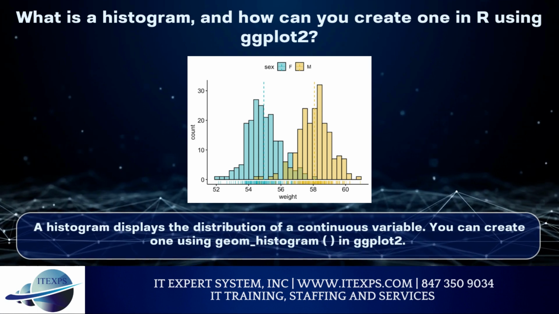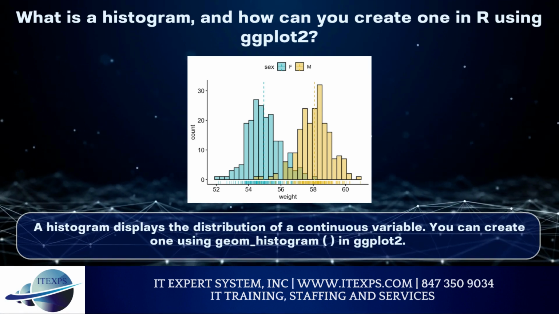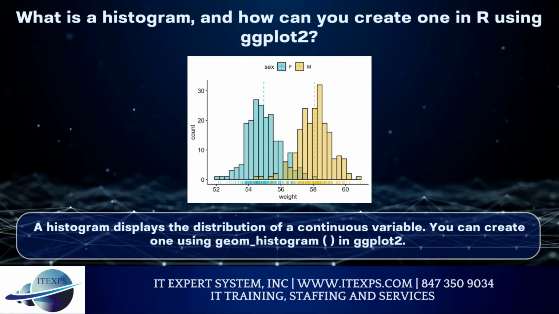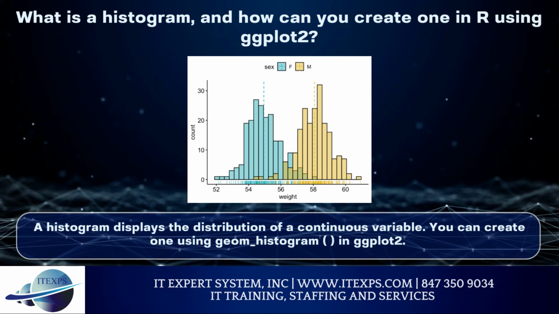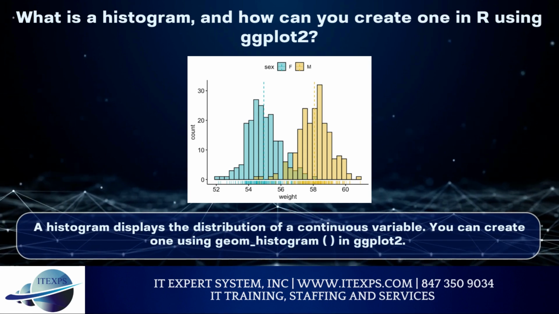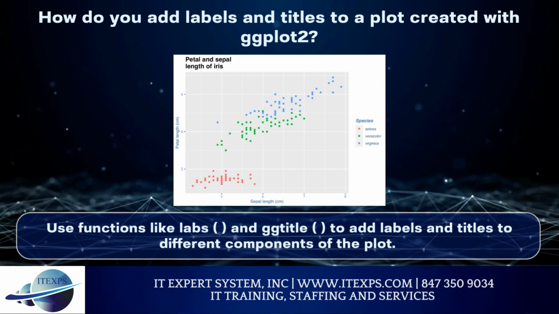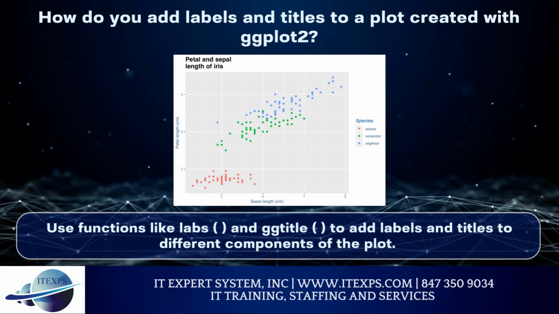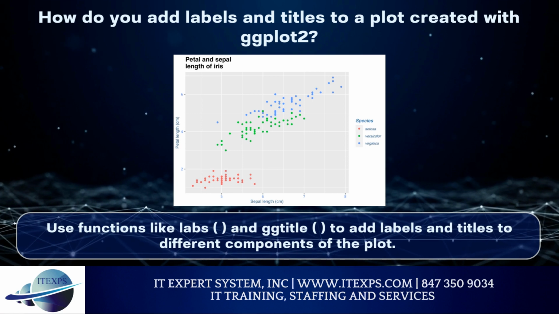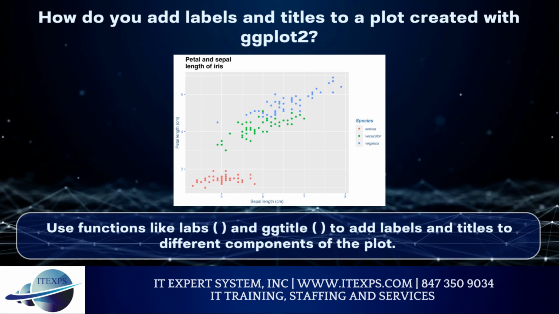What is a histogram, and how can you create one in R using ggplot2? A histogram displays the distribution of a continuous variable. You can create one using geom_histogram in ggplot2. How do you add labels and titles to a plot created with ggplot2? Use functions like labs and ggtitle to add labels and titles to different components of the plot.